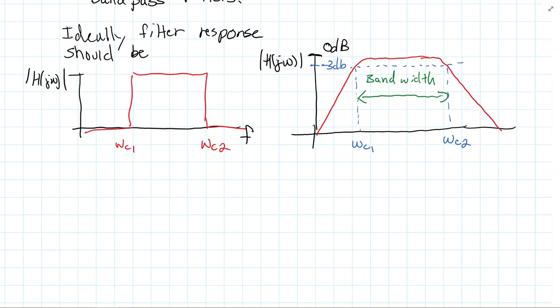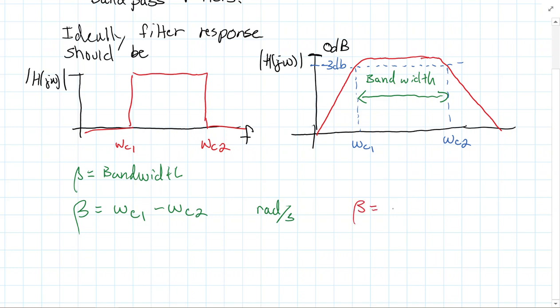Okay, so we're going to call beta equals my bandwidth. It's very easy to see a simple equation to get beta: omega c2 minus omega c1, so we don't get negative numbers, and this would be in rads per second. And you could also write it as fc2 minus fc1, but then this unit would be hertz. So both are correct. It's just a matter of what your units are. That's not too surprising of an equation.